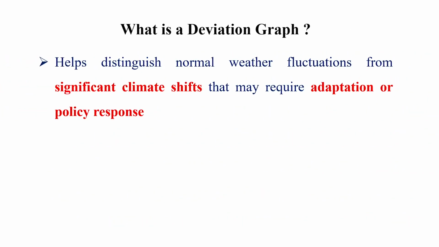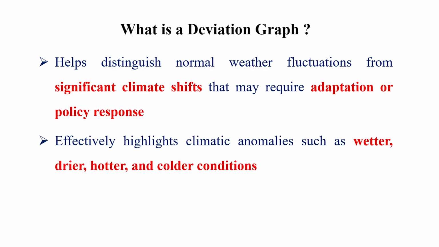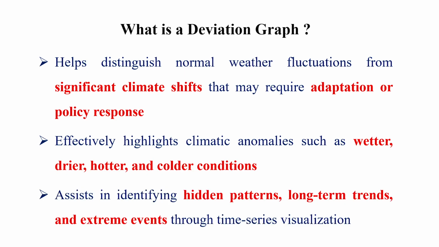It helps us distinguish normal weather fluctuation from a significant climate shift that may require adaptation and policy response. So, if there is any significant change happening in climate, it lets policy makers respond quickly. It effectively highlights climatic anomalies such as wetter, drier, hotter or colder conditions. If the temperatures are getting really cold or extremely hot, we can get all these insights from a deviation graph. It assists in identifying hidden patterns, long term trends and extreme events through time series visualization.